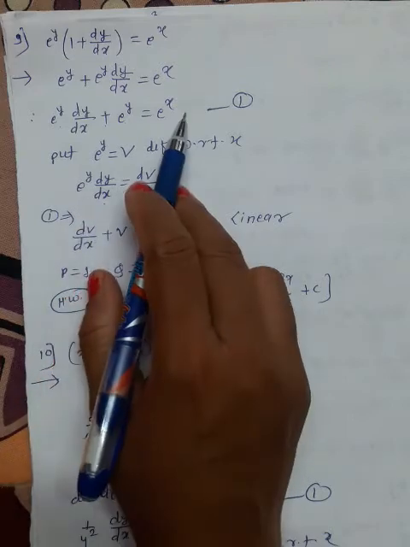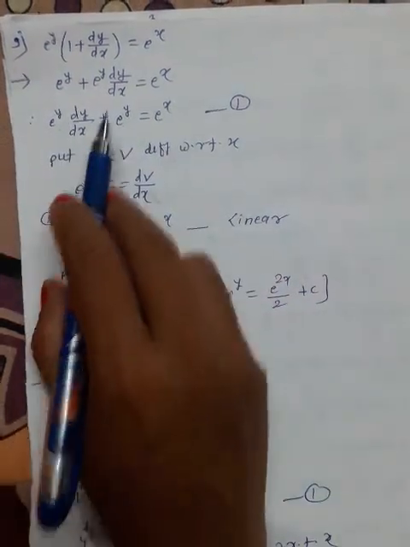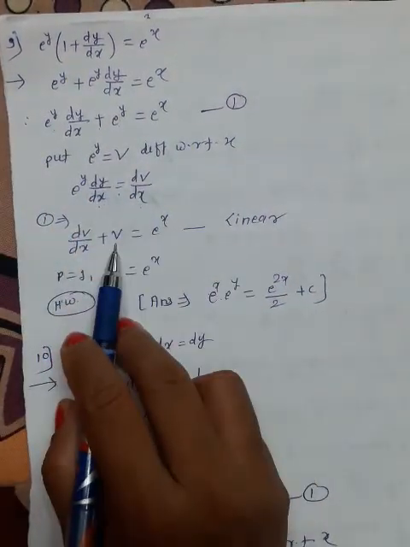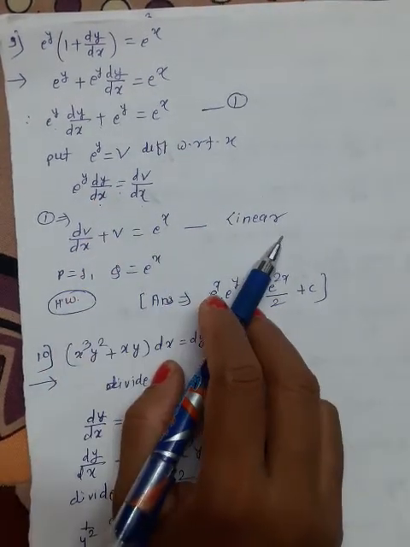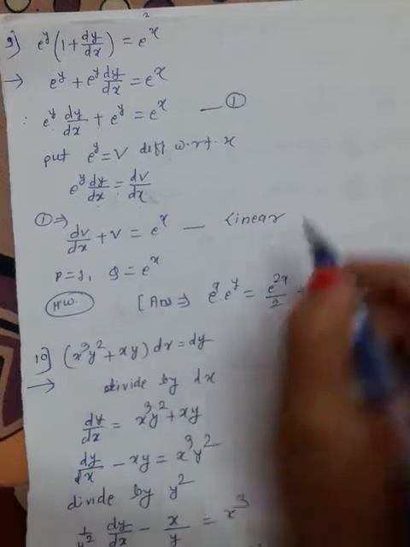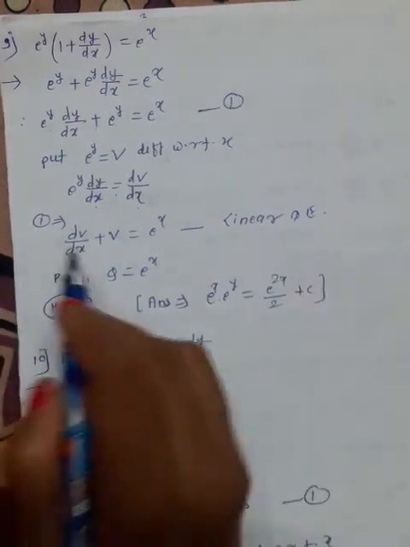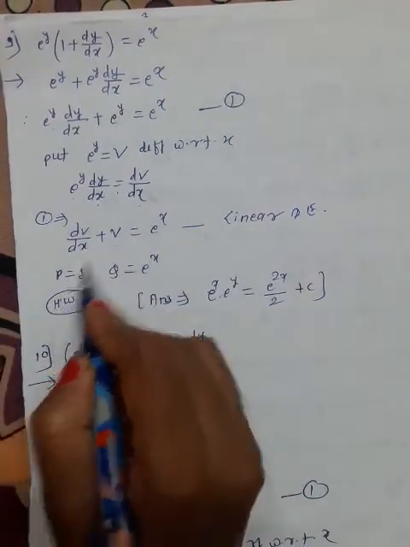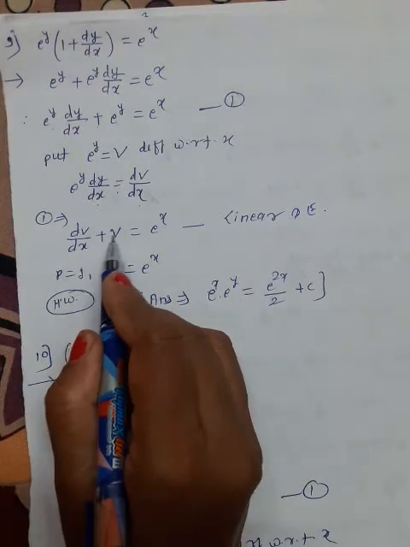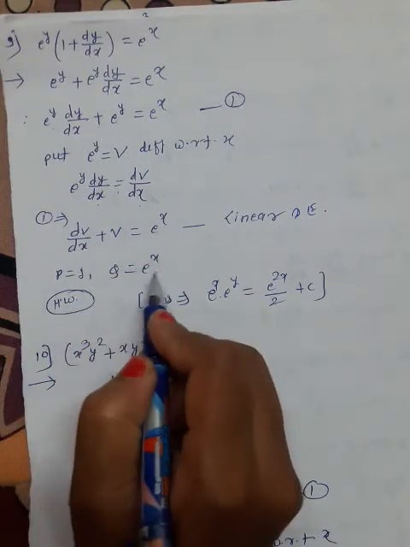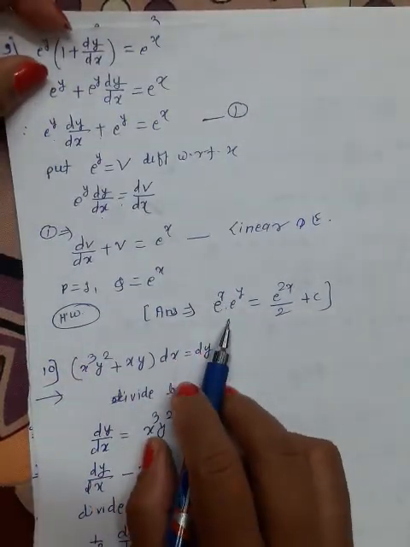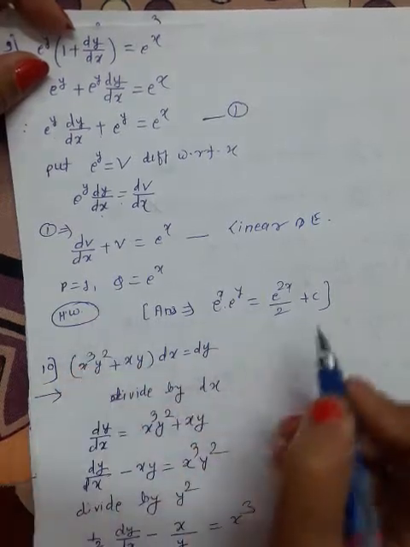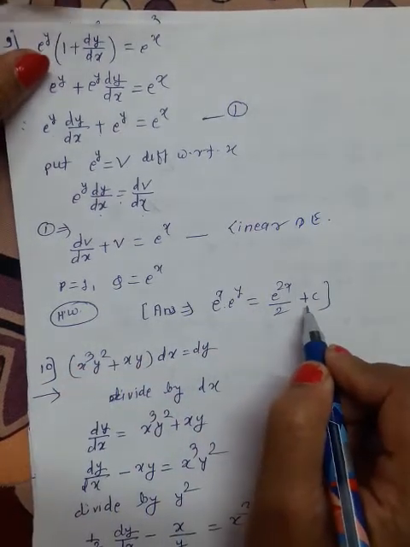Put this value in the given equation, we get dv by dx plus e raised to y, which is only v, is equal to e raised to x on the RHS as it is, which is a straightforward simple linear differential equation. Instead of y there is v. The P value is the coefficient of v, that is 1. The Q value is the RHS, e raised to x. This is again homework for you. The answer is e raised to x into e raised to y, that is e raised to x plus y, is equal to e raised to 2x by 2 plus c.